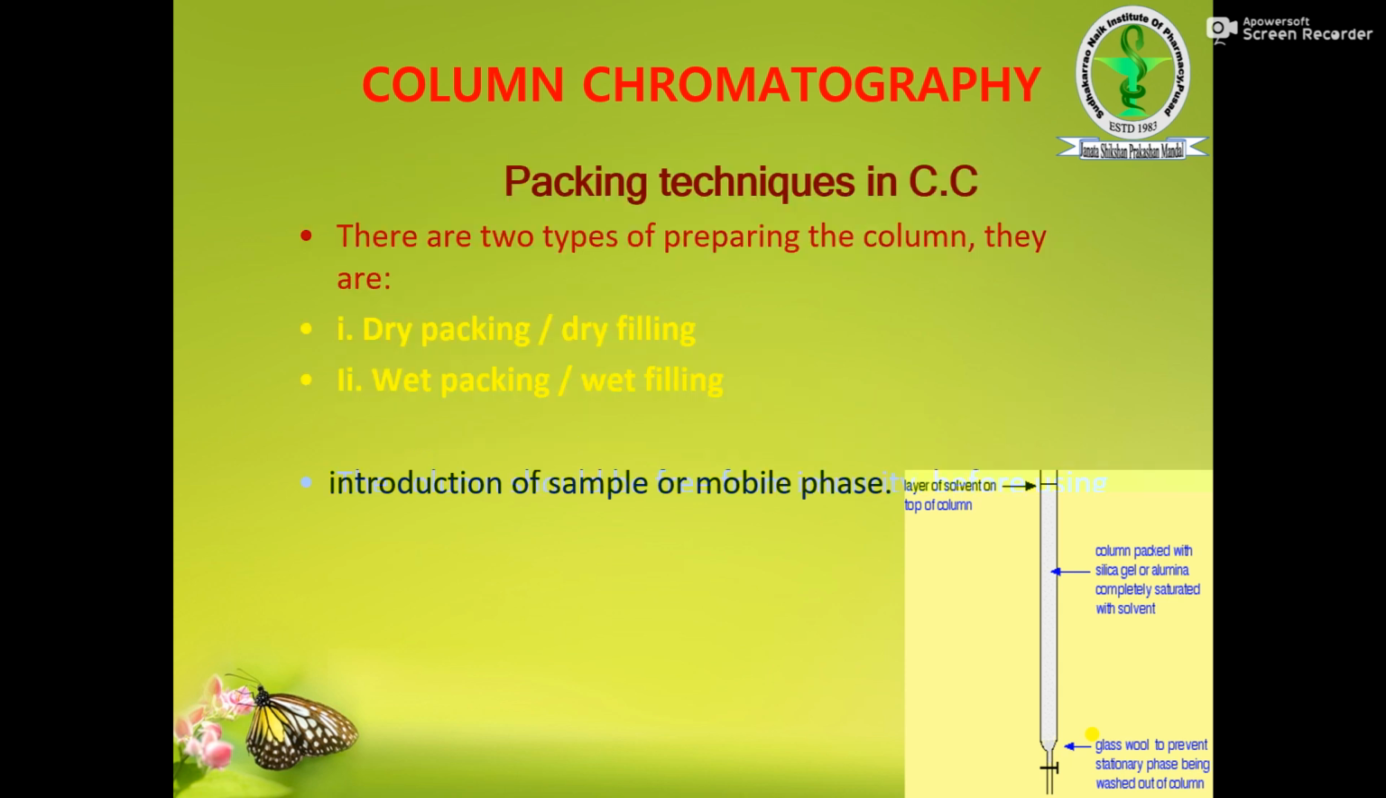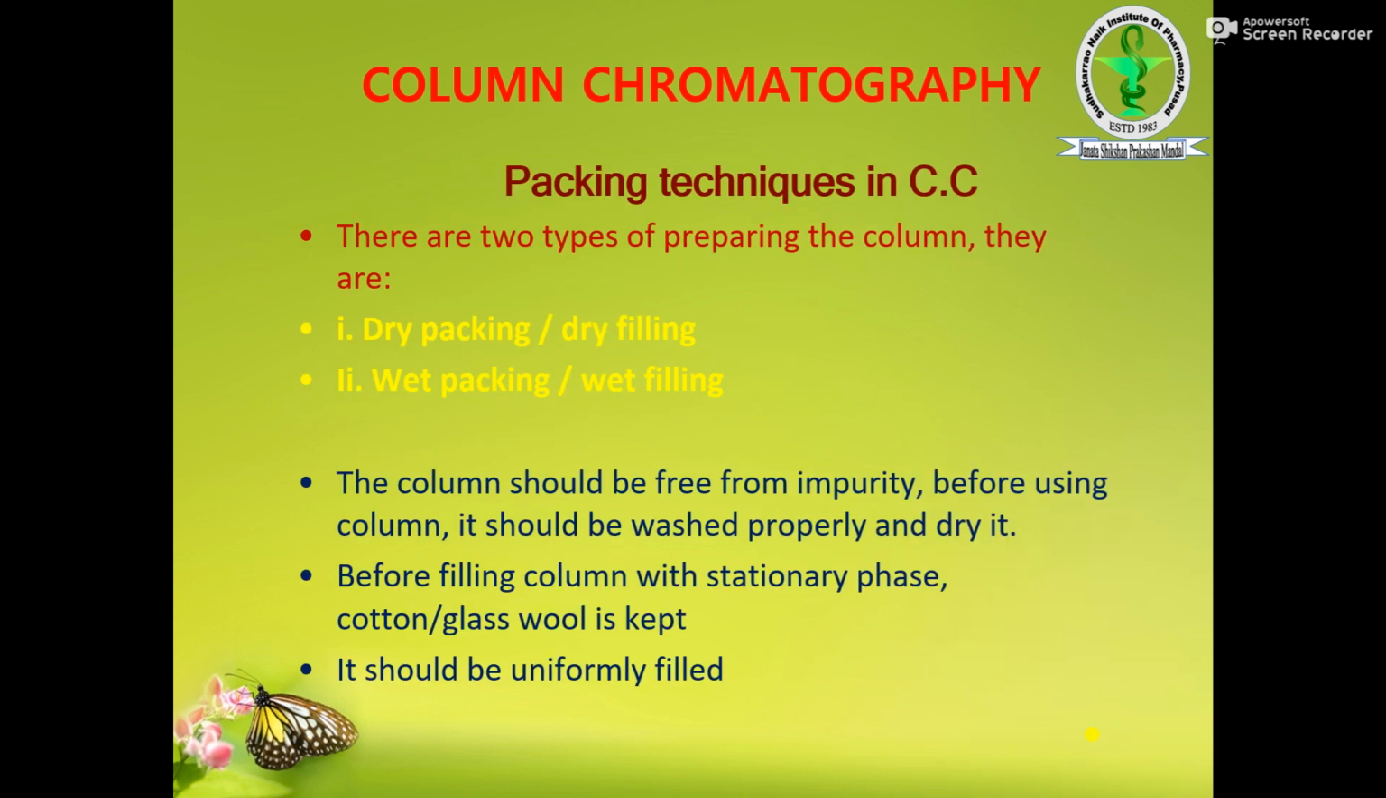We have to discuss packing techniques of column chromatography. There are two types of preparation of column chromatography: dry packing or dry filling, and wet packing or wet filling. The column should be free from impurities. Before using the column, it should be washed properly and dried.